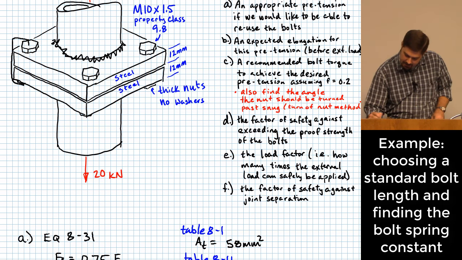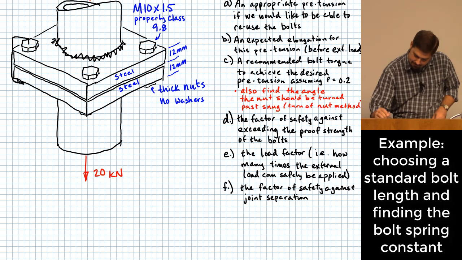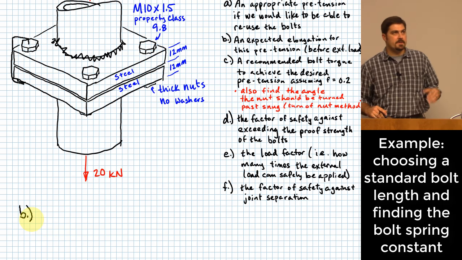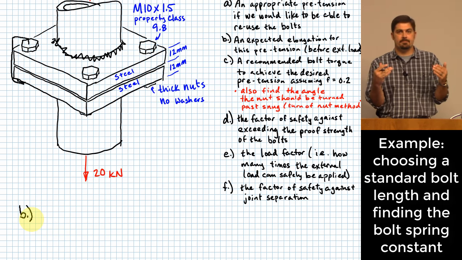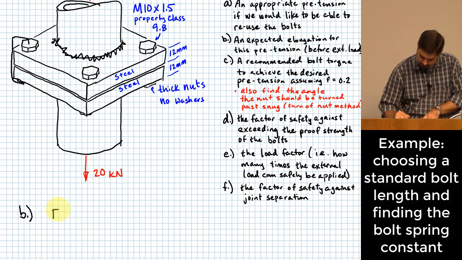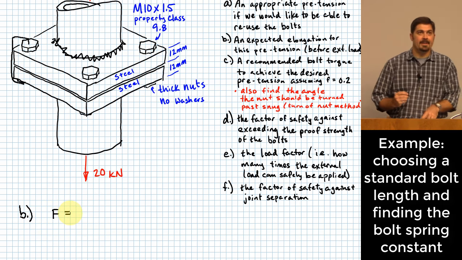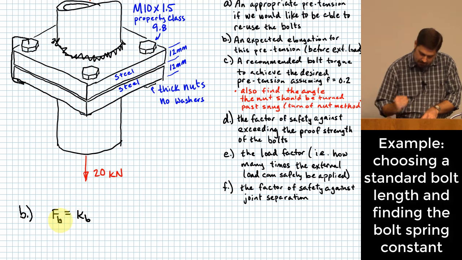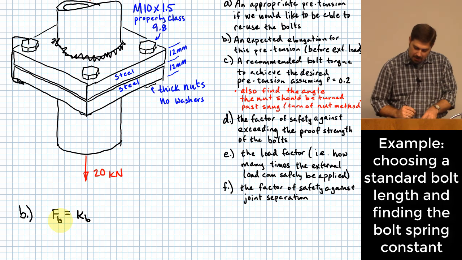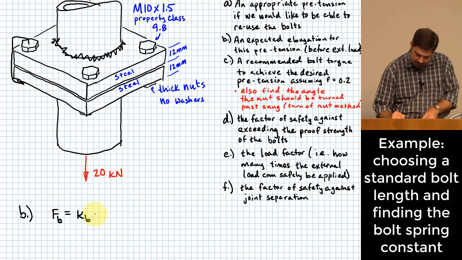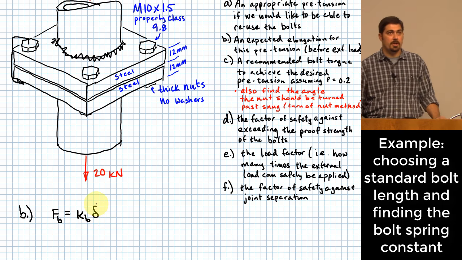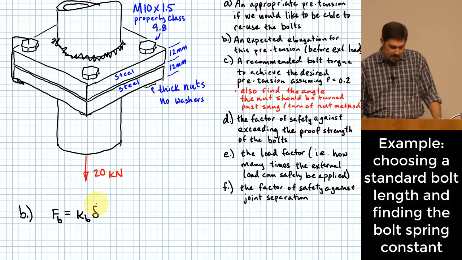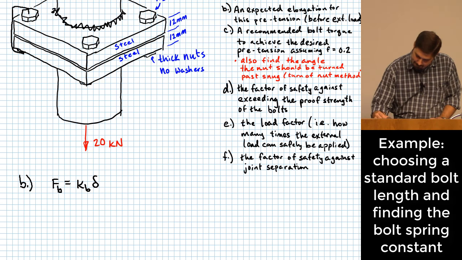What is it that we need in order to get that? What relates force to deformation? Hooke's law, right? So we need, well, maybe we'll say the force in the bolt is equal to spring constant of the bolt times the deformation. Elongation would be another word we could use for deformation, right, of the bolt. All right, so that means we need k sub b. So what does that mean?